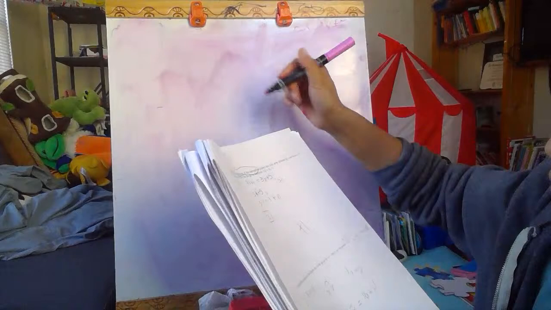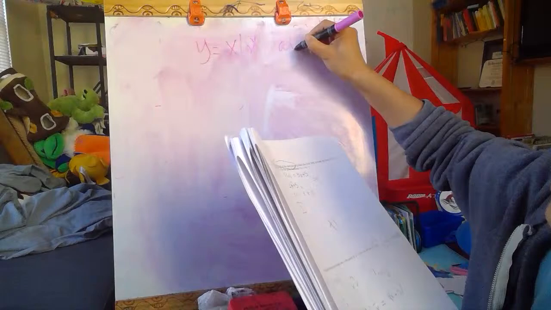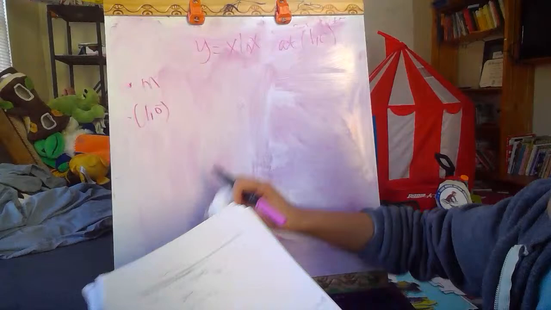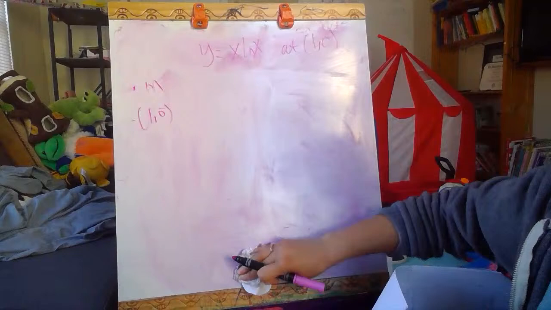If you want to find a tangent line for this graph at this point, you need to know the slope and you need to know a point. The point you already know. You need to find the slope. To find the slope, you need to find the derivative first, then plug x equals 1 into that derivative function. So what's the derivative of this?